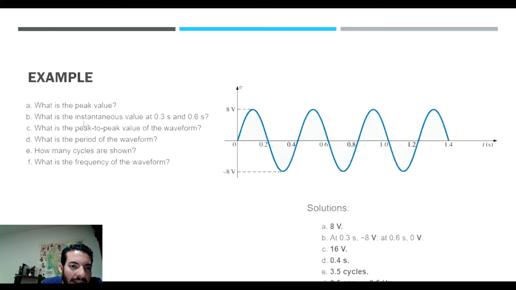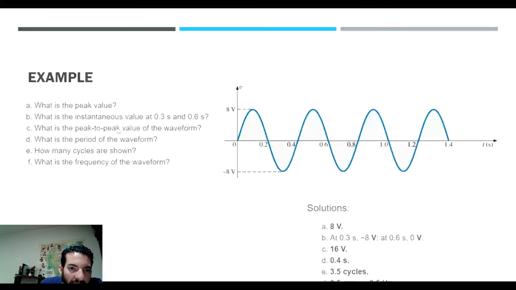What is the instantaneous value at 0.3 seconds and 0.6 seconds? So at 0.3 is right here. If you notice, the wave has a value of -8 volts at 0.3, and at 0.6 has a value of 0 volts.